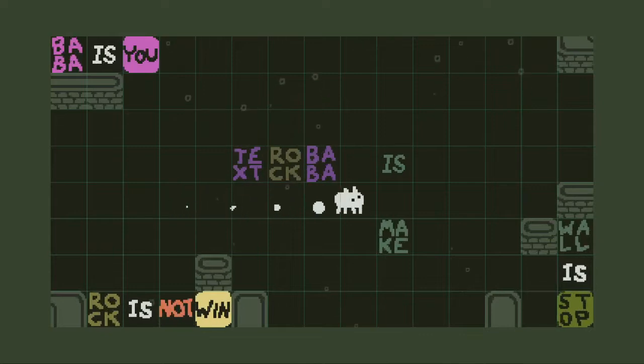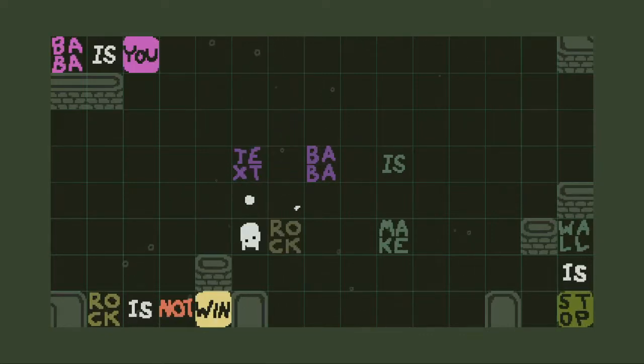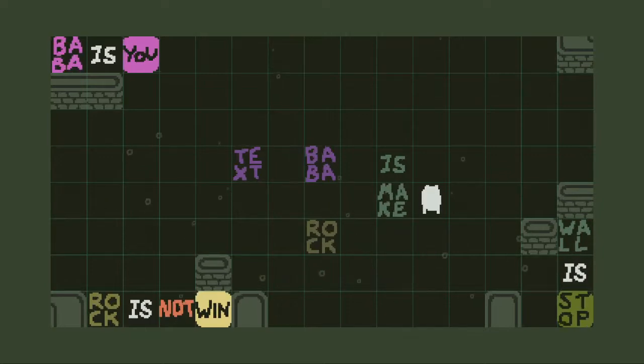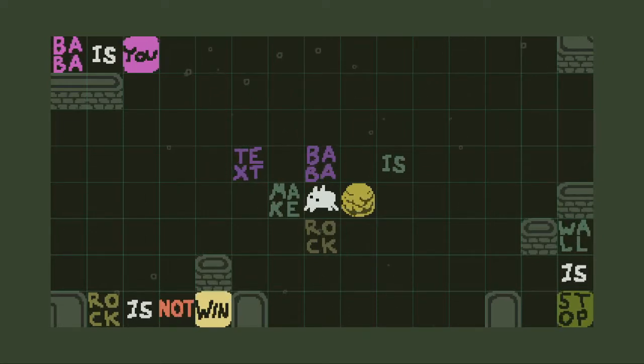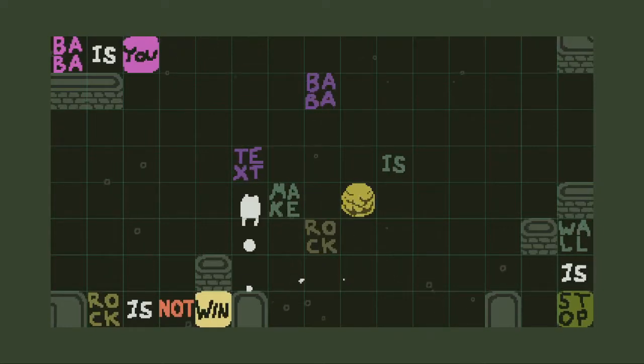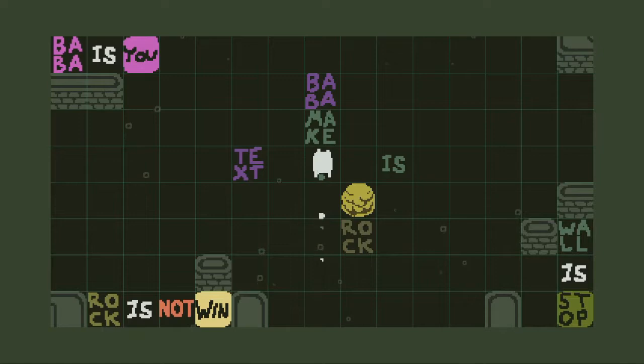So, for example, make will cause an object. Baba makes rock means I would cause a rock to appear on Baba if there's not already one there. So I can do that in order to make a rock. That's great. And I suppose Baba makes text would cause the word Baba to appear on top of Baba.